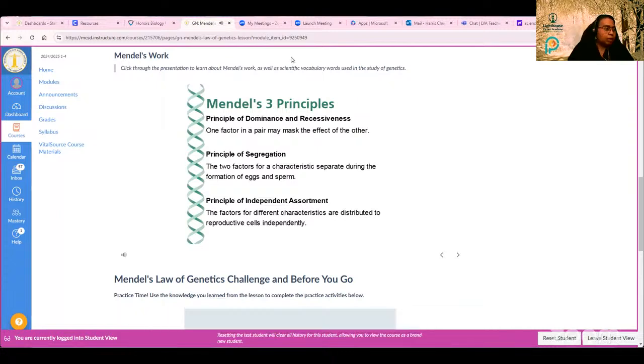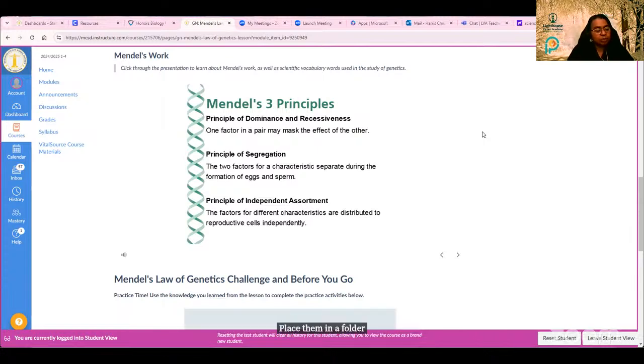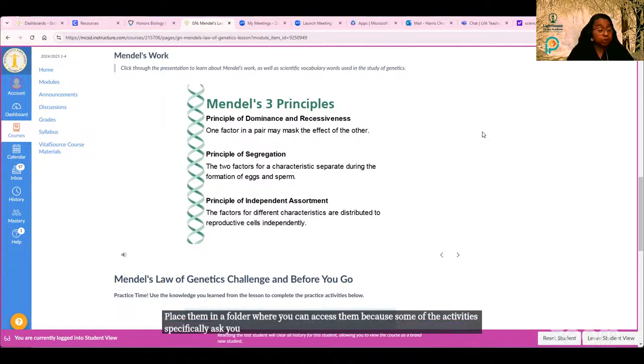Okay, I'm going to stop here. If you're taking notes or if you have a place where you copy and paste, you need to know these three principles. So I'm going to give you a few minutes to write those down or place them in a folder where you can access them, because some of the activities specifically ask you which principle is being expressed in this activity. So write those down so that you have something that you can refer back to. I'll give you a few minutes to do that.